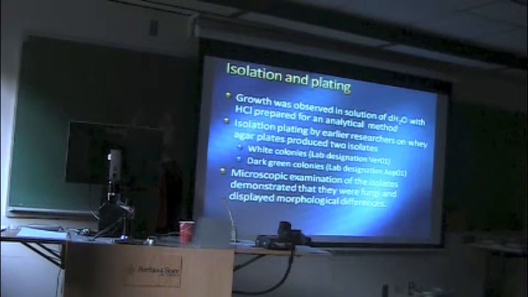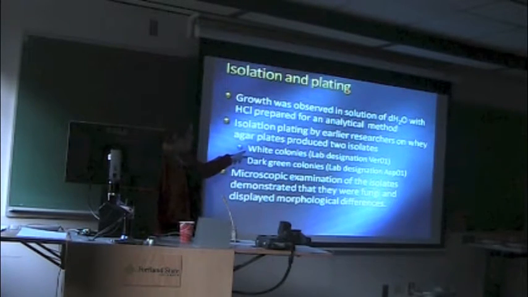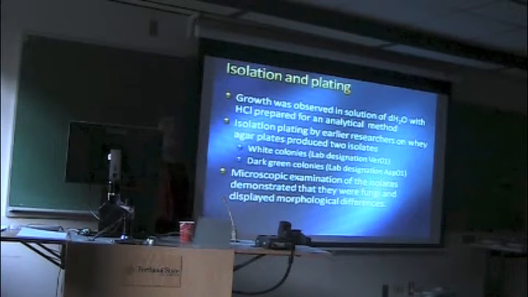So in our lab, the 2 isolates that I worked with were found growing in an acidified water solution with no added nutrient. They isolated them on whey agar plates, did just an isolation streak, and found that they had 2 colonies. They had white colonies that they gave the lab designation of Baro1, and dark green colonies that they gave the lab designation of Aspo1. So they put them on the microscope, and microscope examination showed that they were fungus, and they had distinct morphological differences.